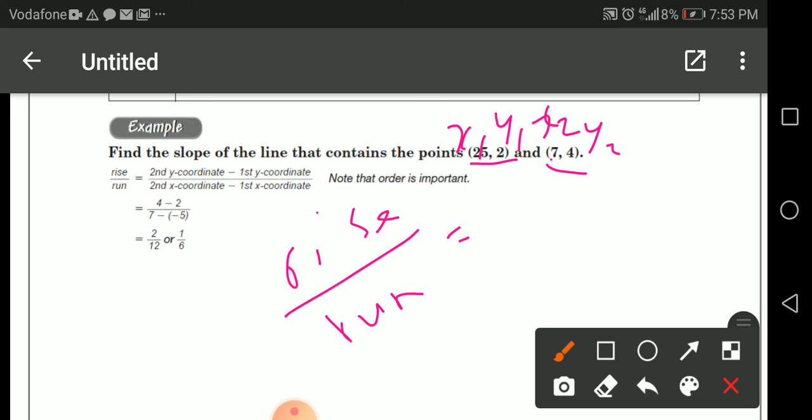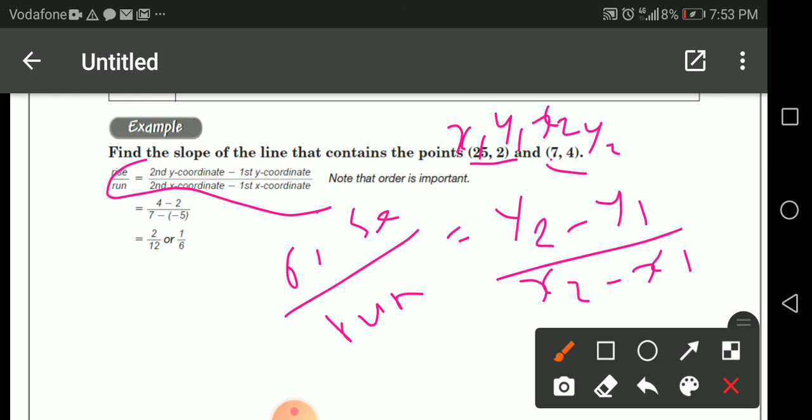Okay, so we say what? We say the second y coordinate, and we can say it by what? Y sub 2 minus y sub 1 all over x sub 2 minus x sub 1. This will be easier for you. And note that the order is very important, guys.